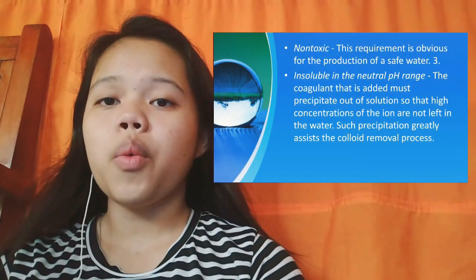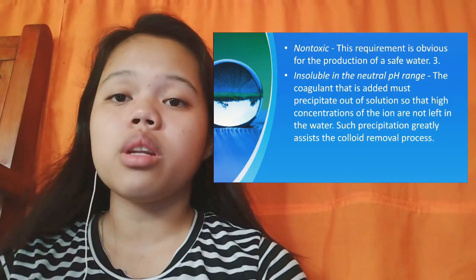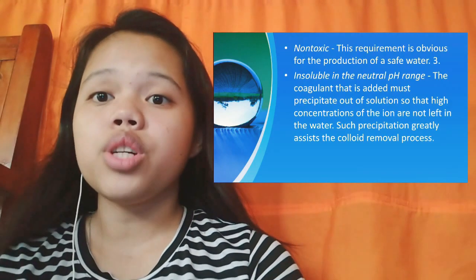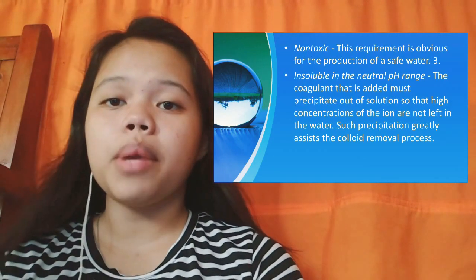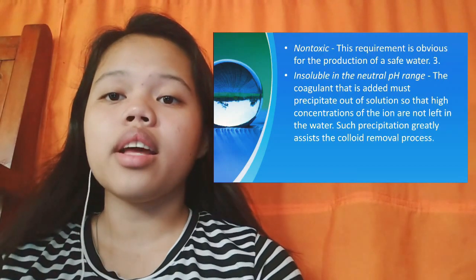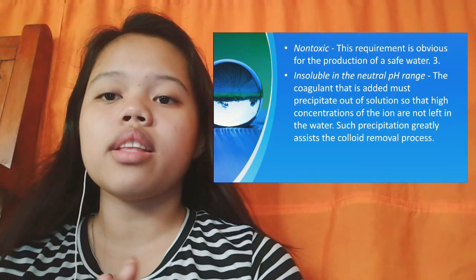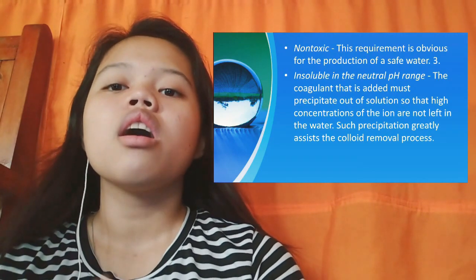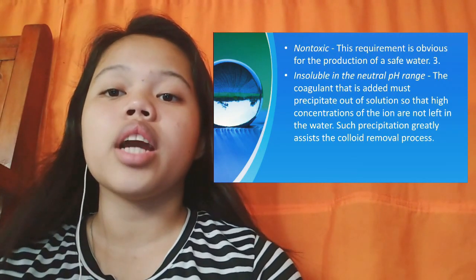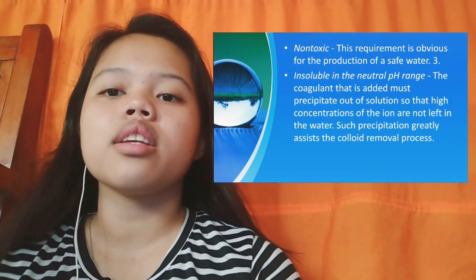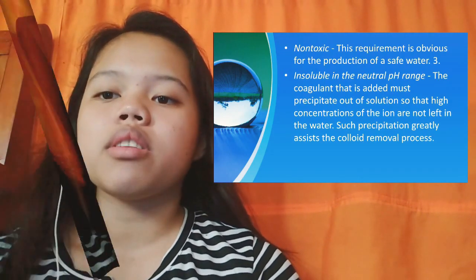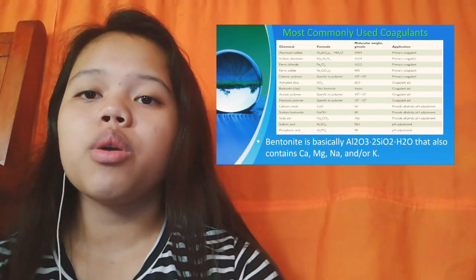Non-toxic. This requirement is obvious for the production of safe water. Insoluble in the neutral pH range. The coagulant that is added must precipitate out of solution so that high concentrations of the ion are not left in the water. Such precipitation greatly assists the colloid removal process. Most commonly used coagulants.